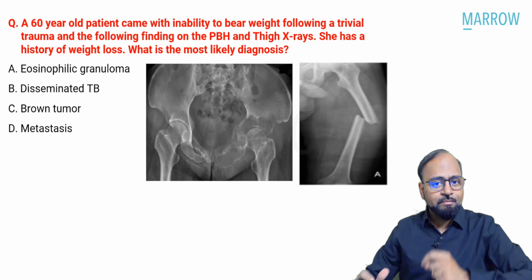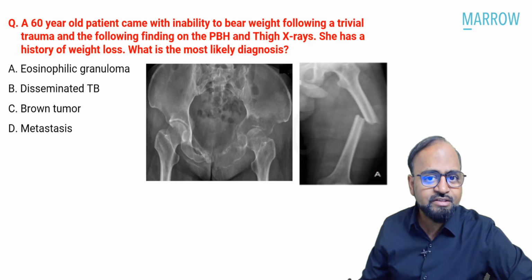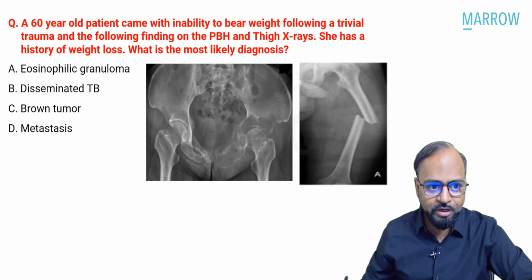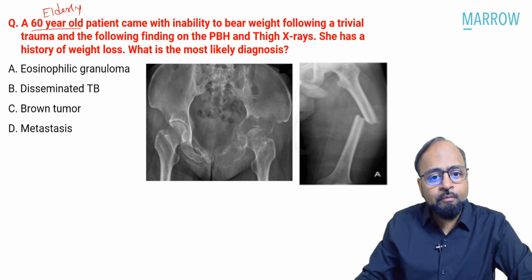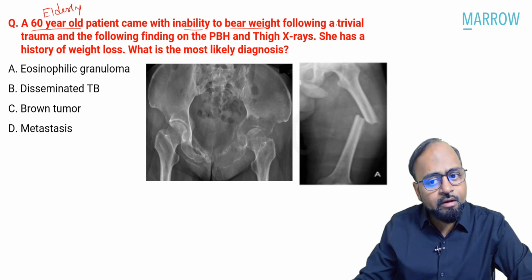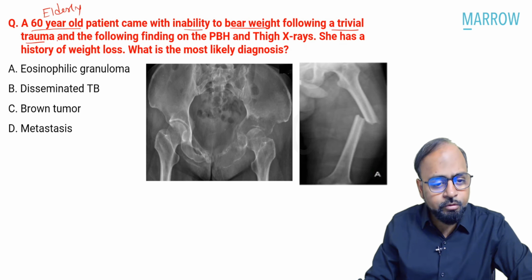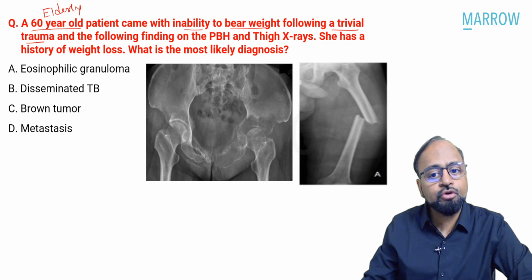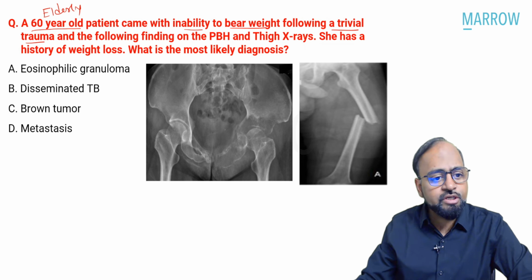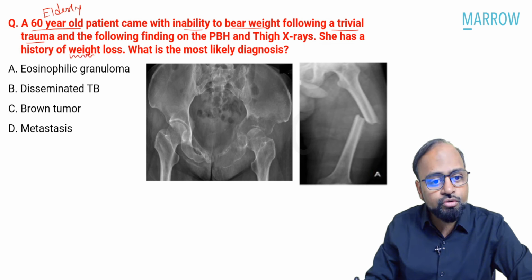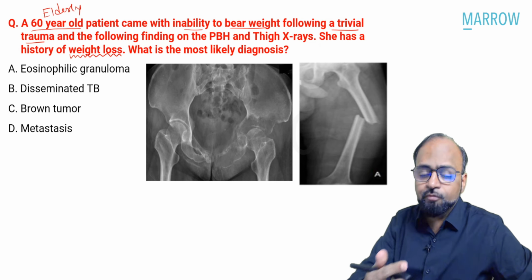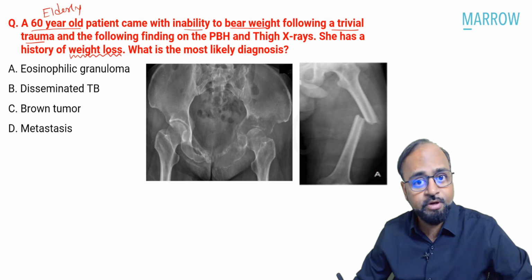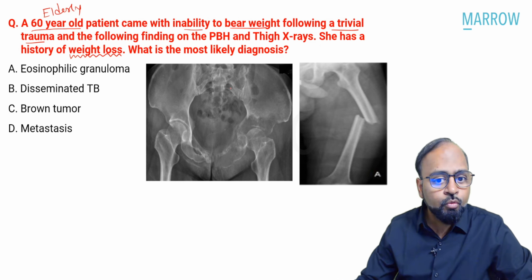Now we come to this question, where we will reach the answer by excluding the options one by one. So let us look at the history first. A 60-year-old patient, so an elderly patient is what we know, came with inability to bear weight following a trivial trauma. The following finding was seen on PBH and thigh X-rays. She has a history of weight loss. Oh, that's a clue. A few students said this was there in the history, a few said it wasn't. If it was, it is the examiner trying to help you by giving you a clue to the underlying diagnosis. What is the most likely diagnosis?